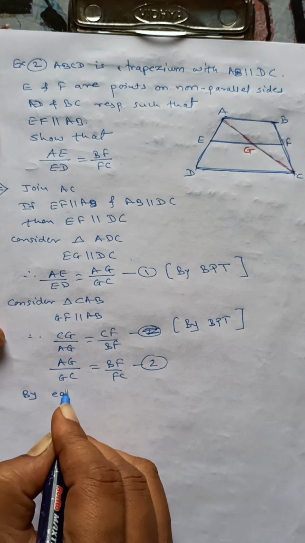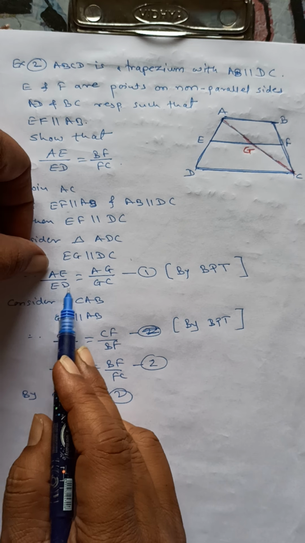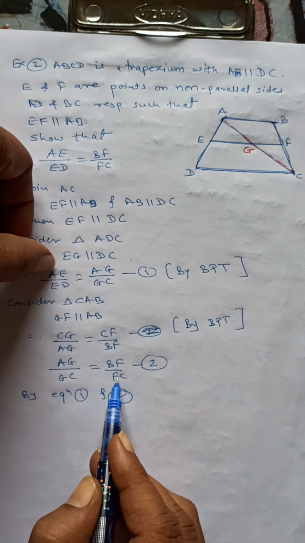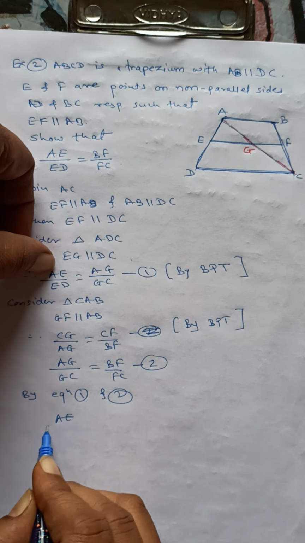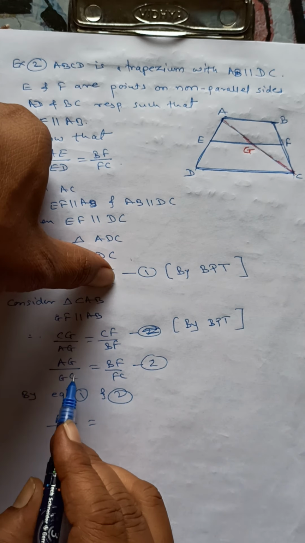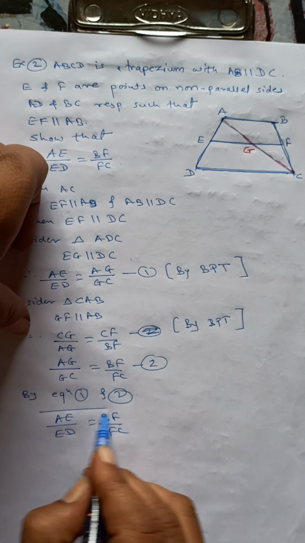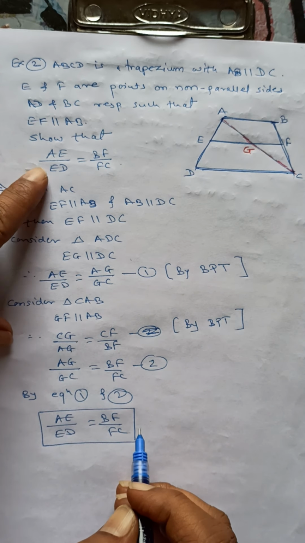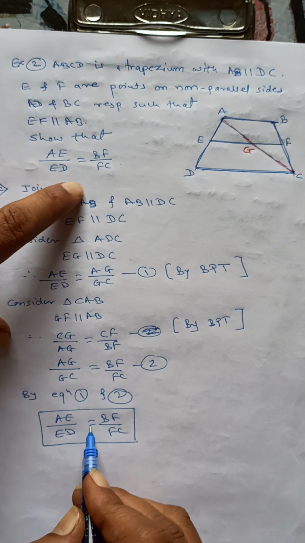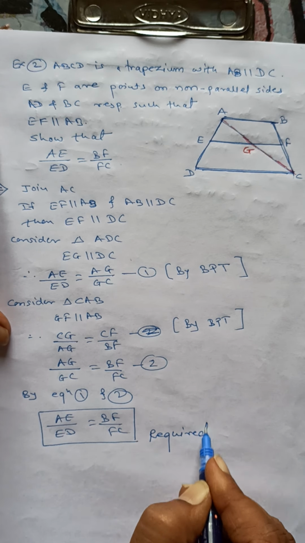So by equations 1 and 2, if you observe here, AE upon ED is equal to AG upon GC, and AG upon GC is equal to BF upon FC. So directly I will write BF upon FC. This is our required value: AE upon ED is equal to BF upon FC. We can say that this is what was required.